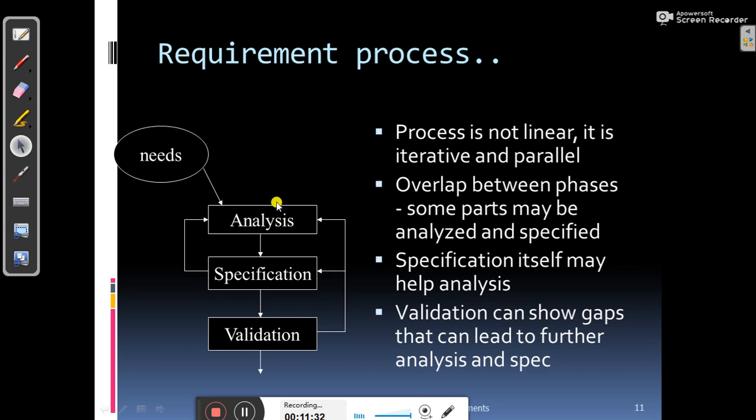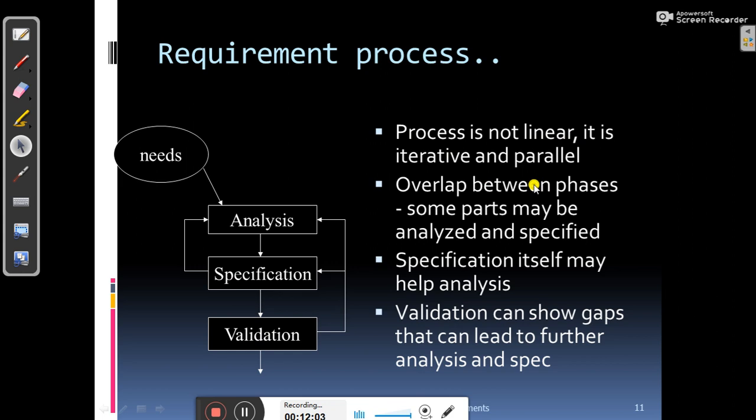During the analysis phase, you might use lots of other tools, lots of other systems, lots of other designing methods or analysis methods. Then you will try to specify the system requirements, and again you feed back to the analysis stage, and again it feeds back to the specification stage. After specification is done, then you will go for validation. So the process is not linear, it is iterative and parallel. Overlap between phases may occur.